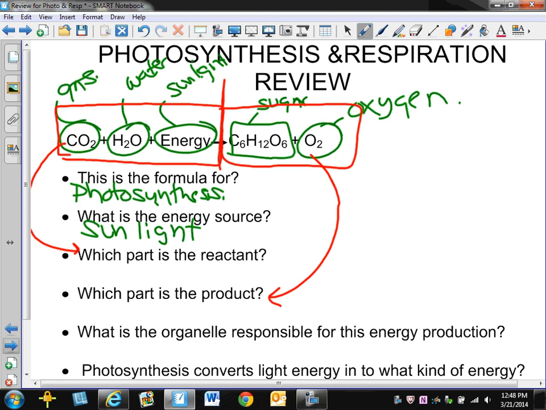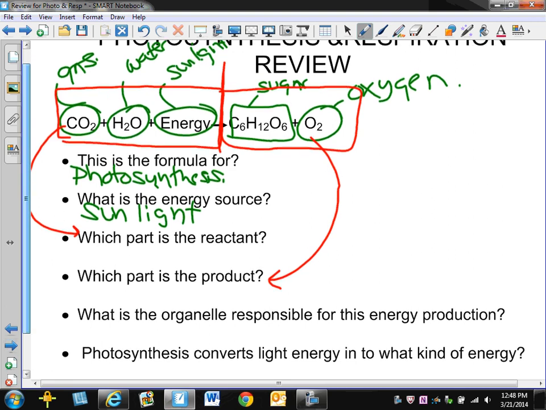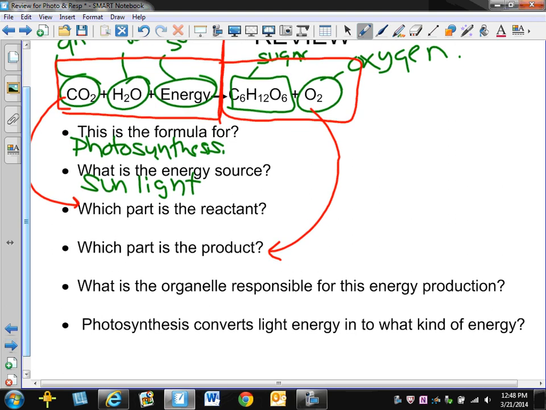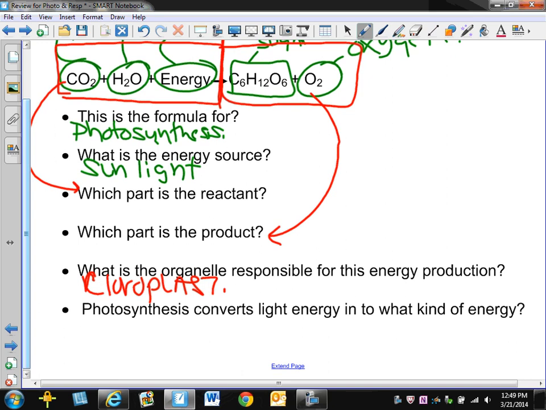Okay. Just checking. What is the organelle responsible for the energy production? The what? The chloroplast. Okay, photosynthesis, plants, converts light energy, okay, on this side.